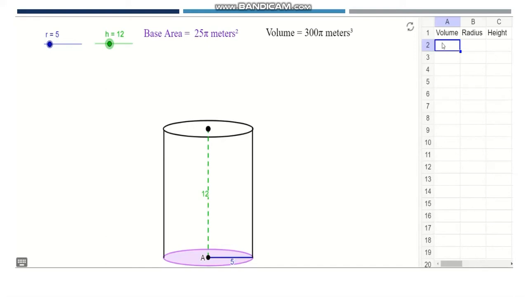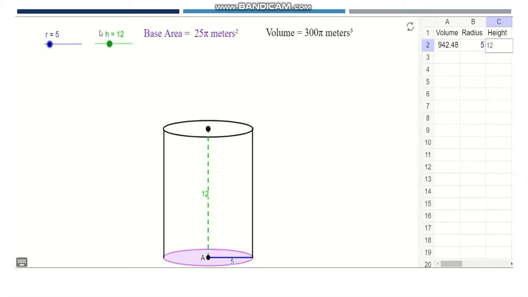Let's write it. Our volume is 300π cubic meters, and our radius is 5 and our height is 12. Let's look at the second tank.